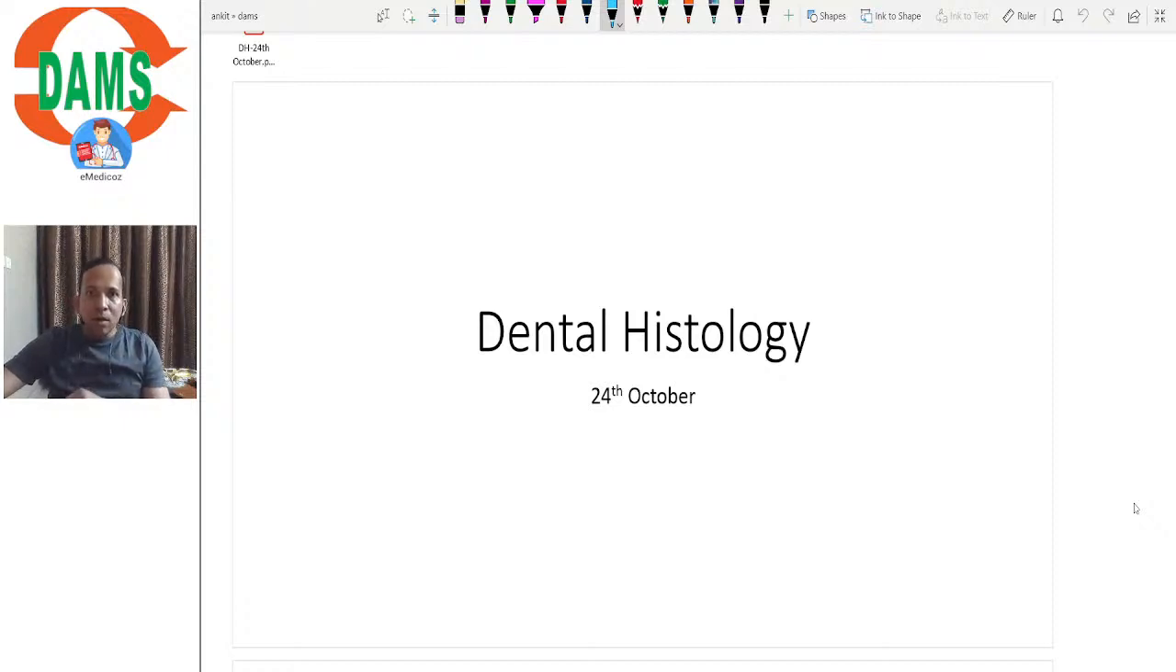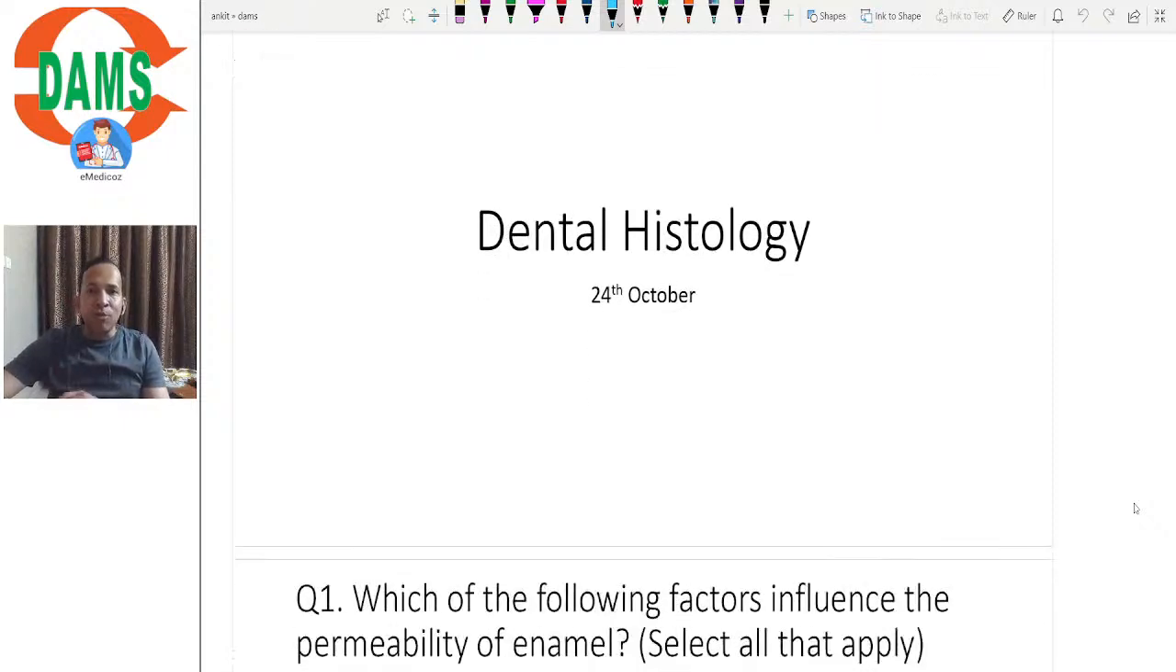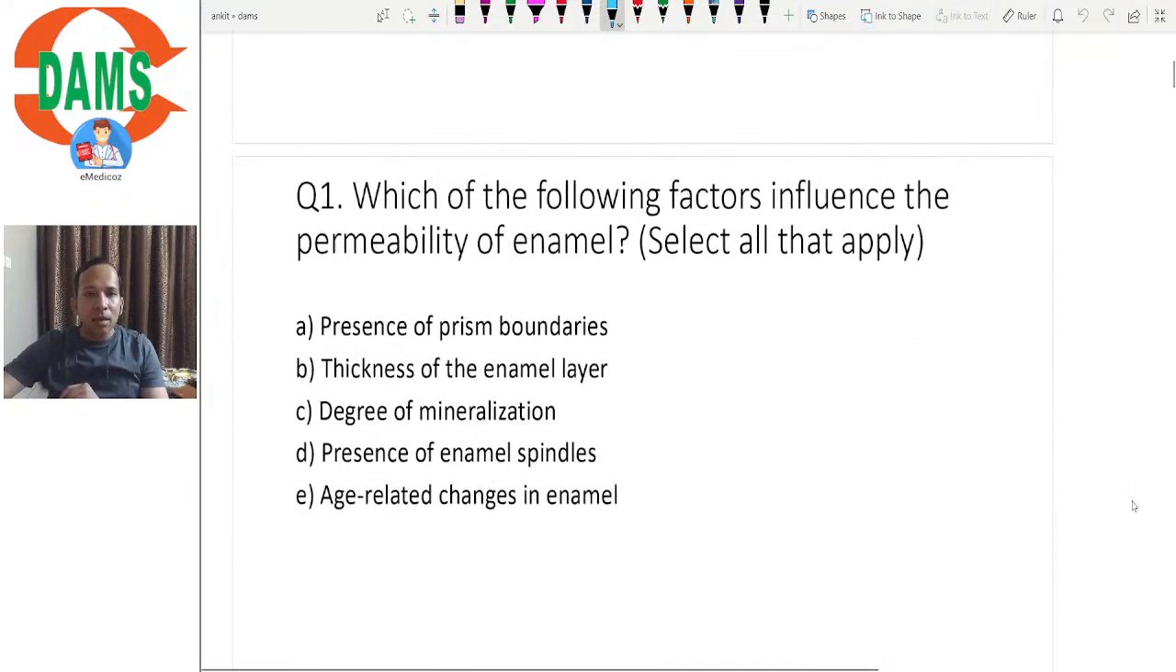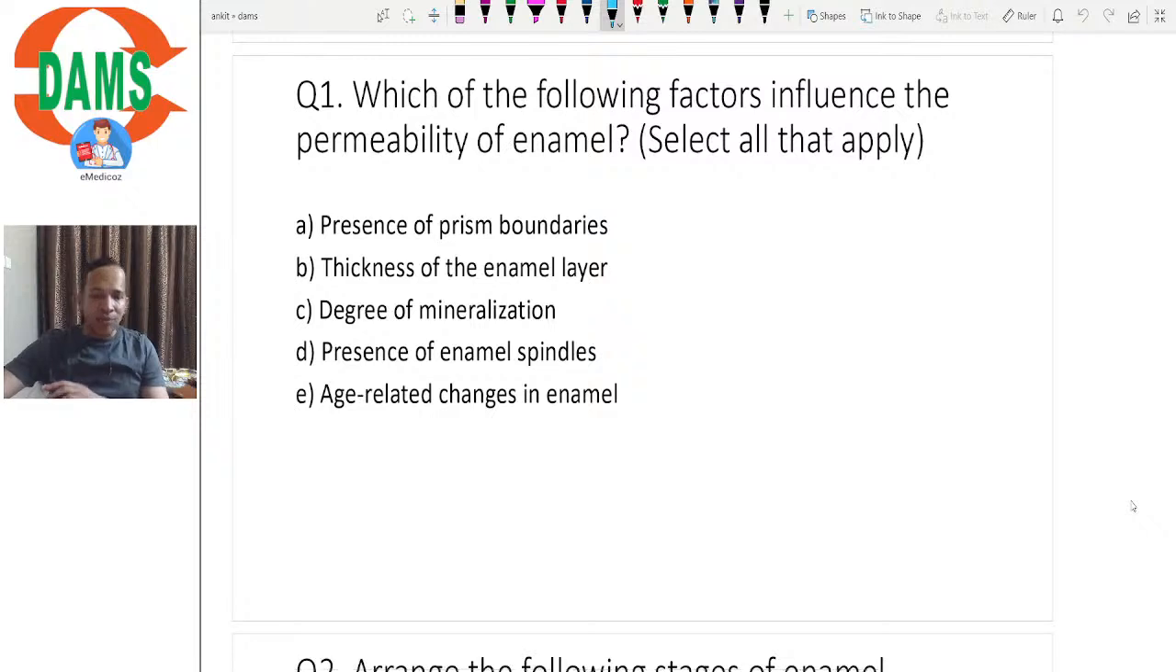Hey everyone, today we'll be discussing a few MCQs from dental histology, and these are the MCQs that I have got for you. And today just remember that there won't be just a single correct option. There might be a single correct option, or there might be more than one correct option. So go through the questions patiently and look at each option and see if just one option is correct or more options are correct.